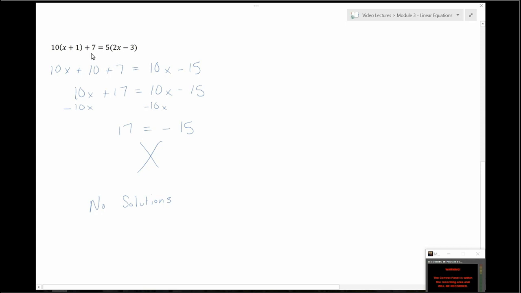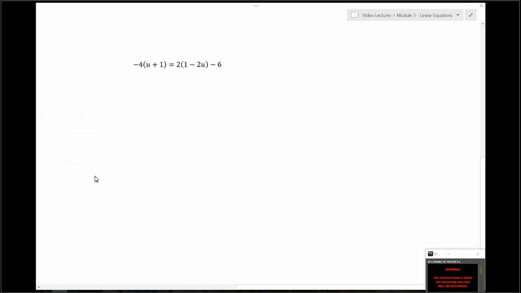And that makes sense, because if this here is some line, and this here is some line, what does no solutions mean? It means I have 2 lines that don't touch. And we kind of knew that after we multiplied it out, we saw it was 10x plus 17, so slope of 10. 10x minus 15, still slope of 10. So we can see here, if when we solve, we get to something that is definitely not true, then that means there are no solutions.